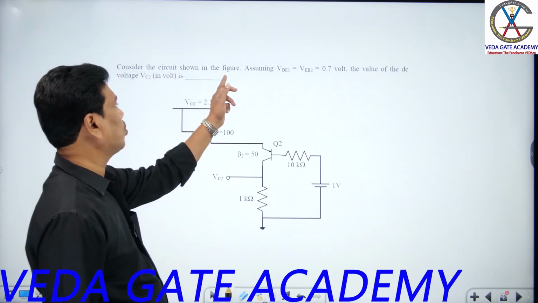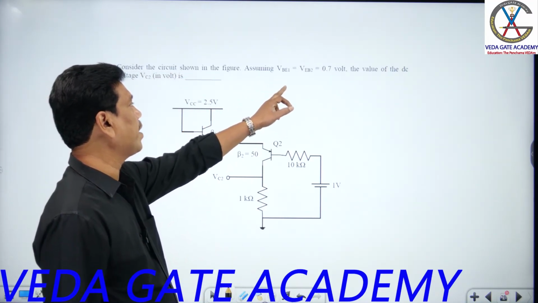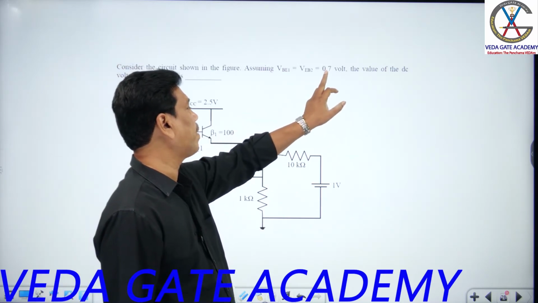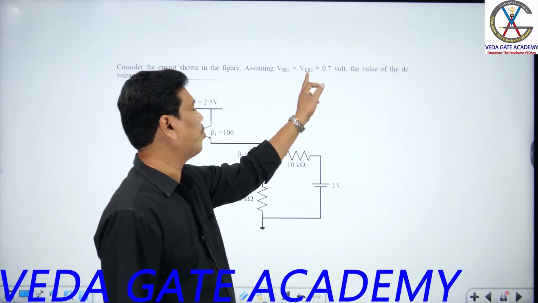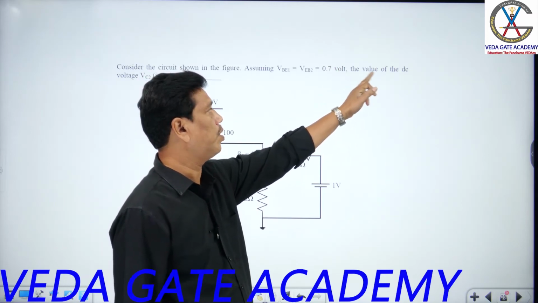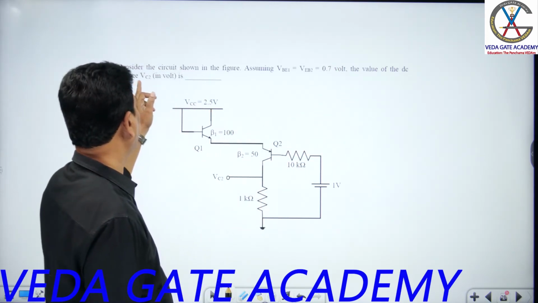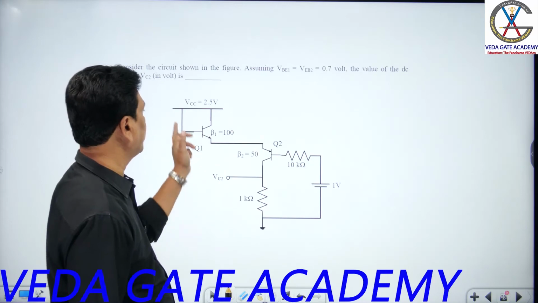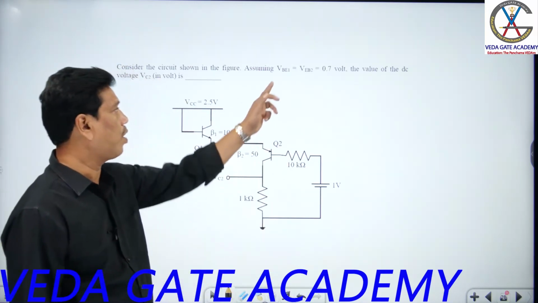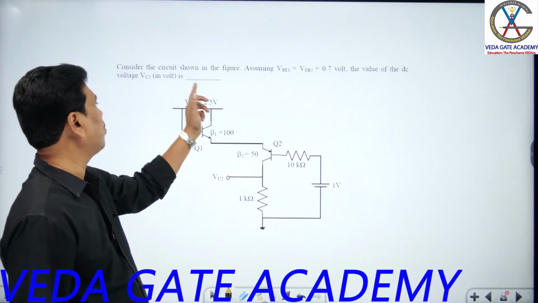Consider the circuit shown in the figure, assuming VBE1 equal to VEB2 equal to 0.7 volt. VBE1 equal to VEB2 equal to what? 0.7 volt, right? The value of DC voltage VC2 in volt is, this circuit is given, students. The value of VC2 in volt is.